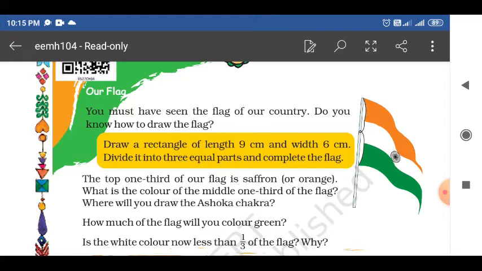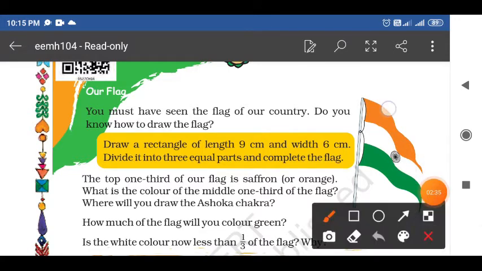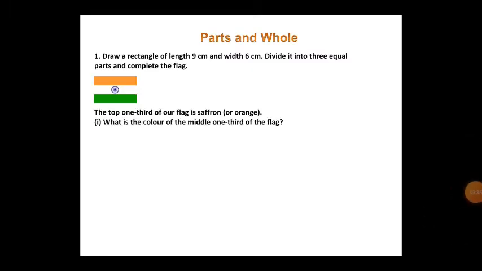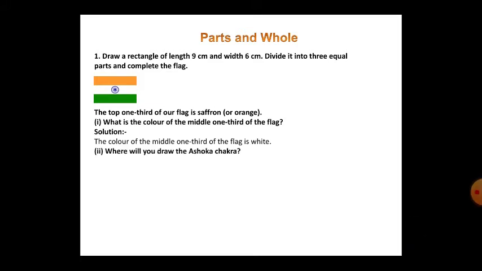The top one third of the flag is saffron, right? See, top one third of the flag is saffron, and what is the color of the middle one third of the flag? It is white. Where will you draw the Ashoka Chakra? See, Ashoka Chakra you are drawing in the middle of the white color. Saffron means orange only. So the color of the middle one third is white.